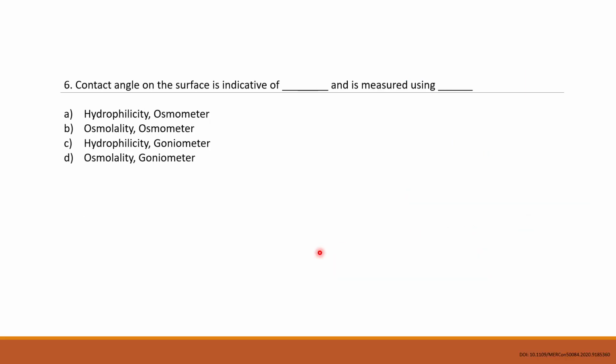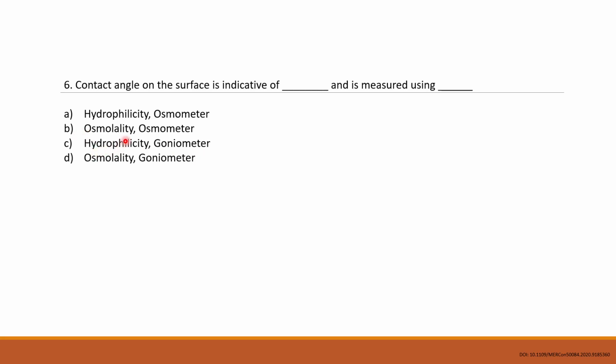Next question: contact angle on the surface is indicative of dash and is measured using dash. Contact angle, I think we did in the last session. Somebody should answer. Option C? Yes, very good. C is hydrophilicity or hydrophobicity. Either way is correct, since a surface can be either hydrophobic or hydrophilic. Generally we say hydrophobicity, but you can also say hydrophilicity.